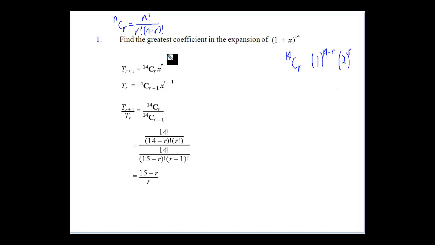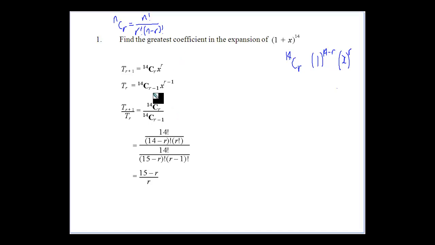So looking at the questions here, greatest coefficient of (1 + x)^14. Again, what we want to do is set up our (r+1)th term, which would be 14Cr x^r. This one's nice because the 1s are going to make life a little bit easier in our expansion. And the rth term would be the one before it, which would be 14C(r-1) x^(r-1).